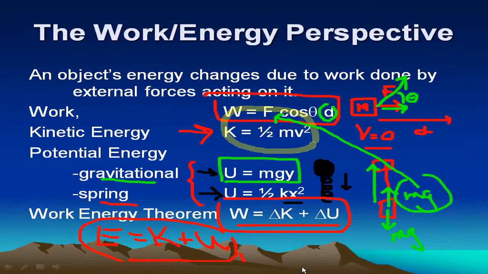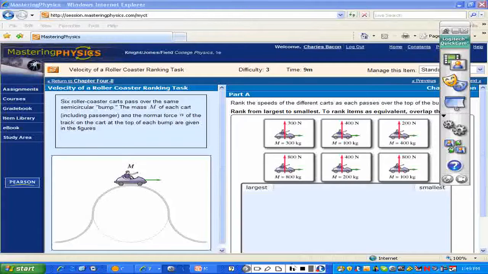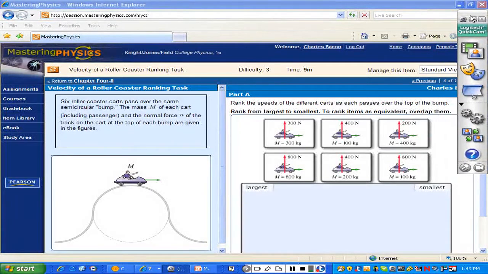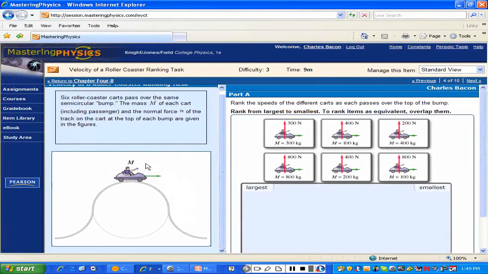So let me open up another window and get into some Mastering Physics. All right, we're here in Chapter 4-2 in Mastering Physics, and decide to look at the problem titled Velocity of a Roller Coaster Ranking Task. You'll notice down here on the picture, showing a roller coaster at the top of a circular bump. We are told that 6 roller coaster carts pass over the same semicircular bump. That means the radius is the same. It's the same bump, so same radius.